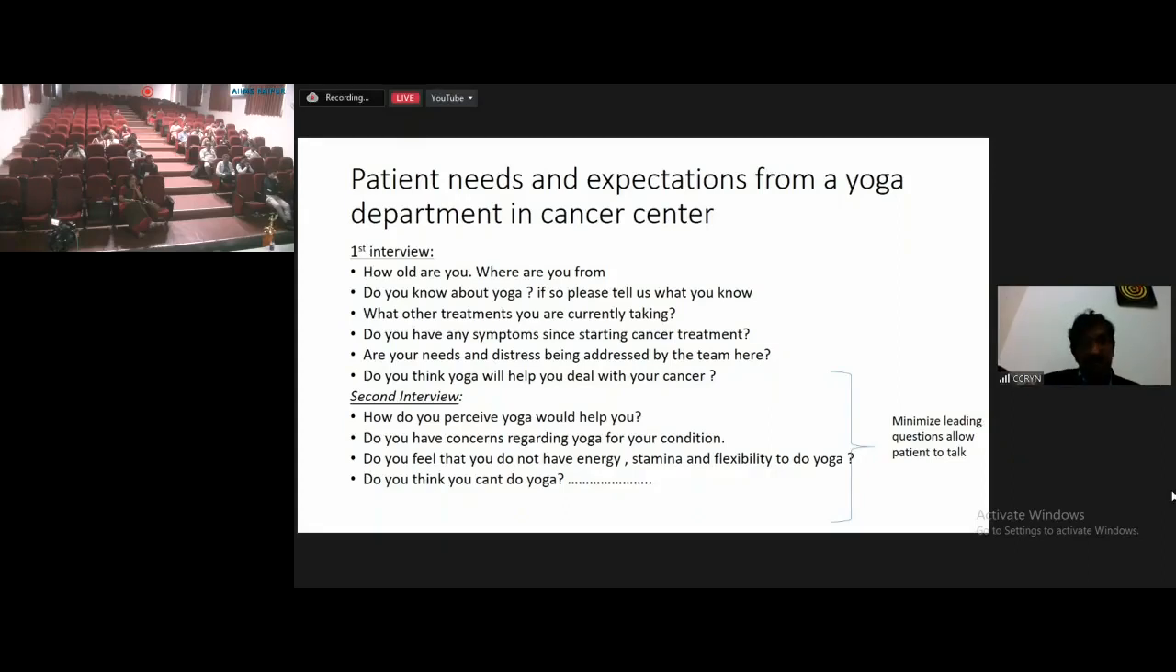Okay. Then the second interview, as you go down, again one more: how do you perceive yoga would help you? You have concerns regarding yoga for a condition. You feel that you don't have energy, stamina, flexibility to do yoga. You think you can't do yoga. So these are questions which a doctor probably can ask. The patient doesn't ask these questions. So we usually don't give leading questions in the interview. Prompts are given to the patient only to elicit more information from the patients.